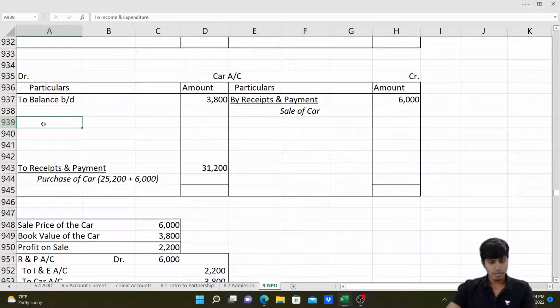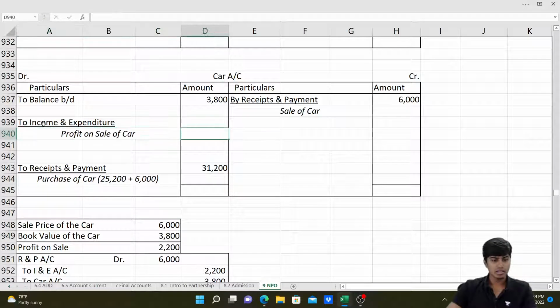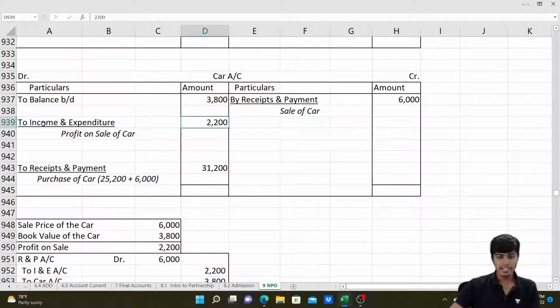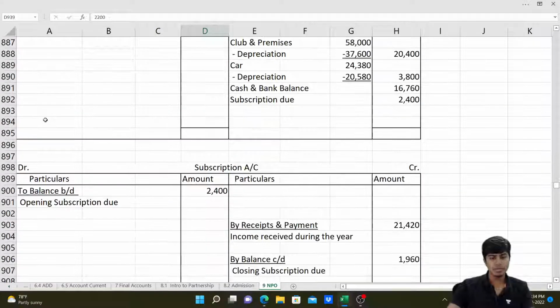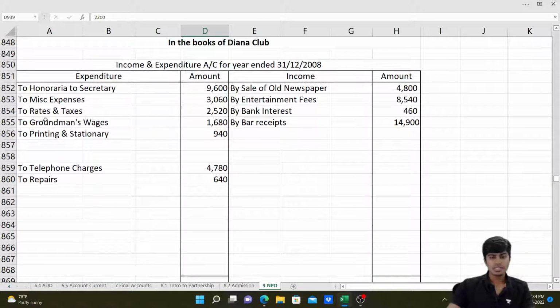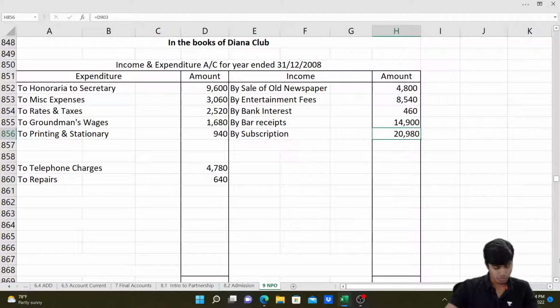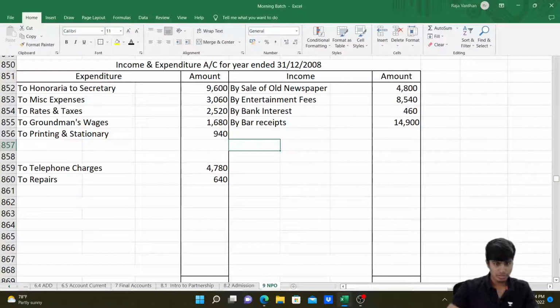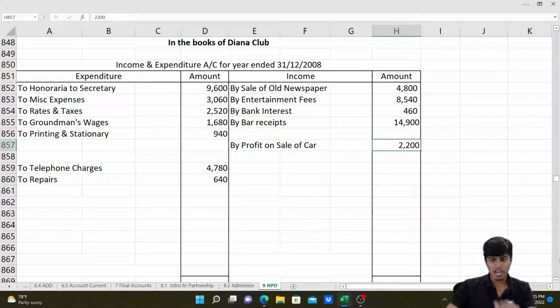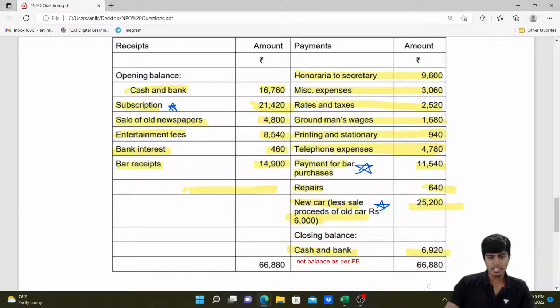I would have to record profit on sale of the car. How much? 2,200. And this profit, I'll post it to my income and expenditure account. See, there you go. Income and expenditure account. On the incomes, I'll write by subscription 20,000. Sorry, by profit on sale of the car 2,200. It's recorded now. Sorry, I went on to subscription account by mistake. So it is profit on sale of the car 2,200. Done. So what do we have after that? Car is done.